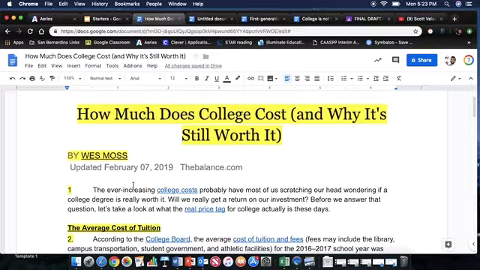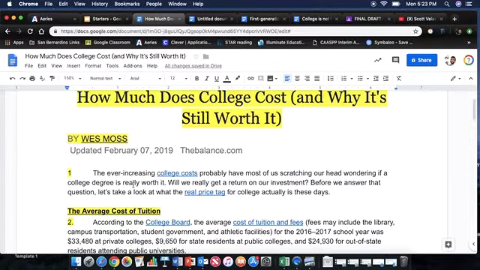So let's go back to the beginning, and I'll read it. You follow along with your copy, and I'm going to highlight certain words and write different things on the computer, and you'll do the same thing on your paper. Okay, so you're going to write it to the side on the margins. Whenever I type something, you'll write it on your paper. So here we go, paragraph 1. The ever-increasing college costs probably have most of us scratching our heads, wondering if a college degree is really worth it. Will we really get a return on our investment?